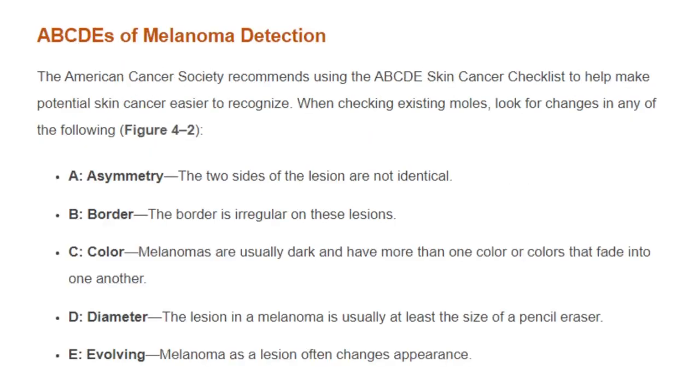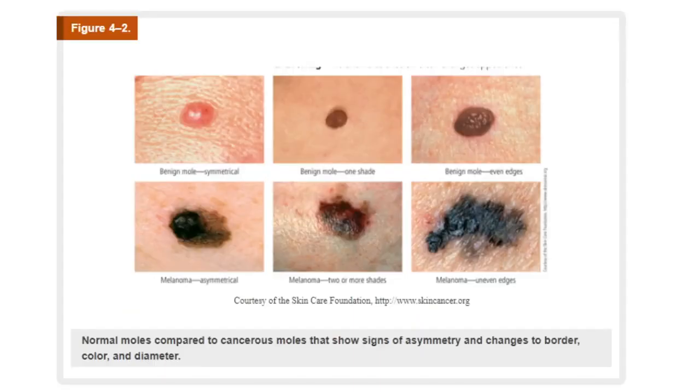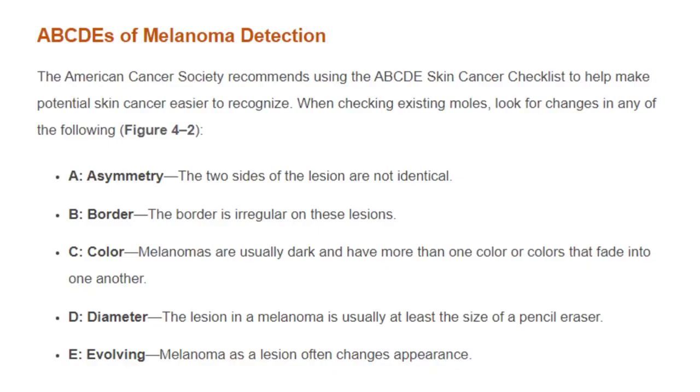ABCDEs of melanoma detection. The American Cancer Society recommends using the ABCDE skin cancer checklist to help make potential skin cancer easier to recognize. When checking existing moles, look for changes in any of the following. Figure 4.2. A. Asymmetry, the two sides of the lesion are not identical. B. Border, the border is irregular on these lesions.